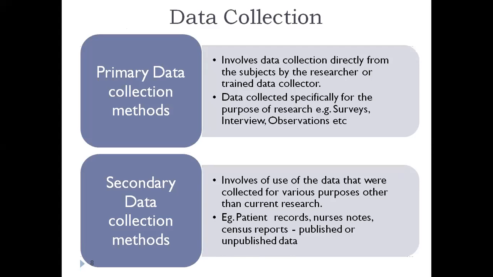Now, there are two types of data: primary data and secondary data. Primary data is data that is collected directly by the researcher or by a trained data collector. Now, what are the methods of collecting primary data? These are data that are specifically collected for the purpose of research and comprise of surveys, interviews, and observations.